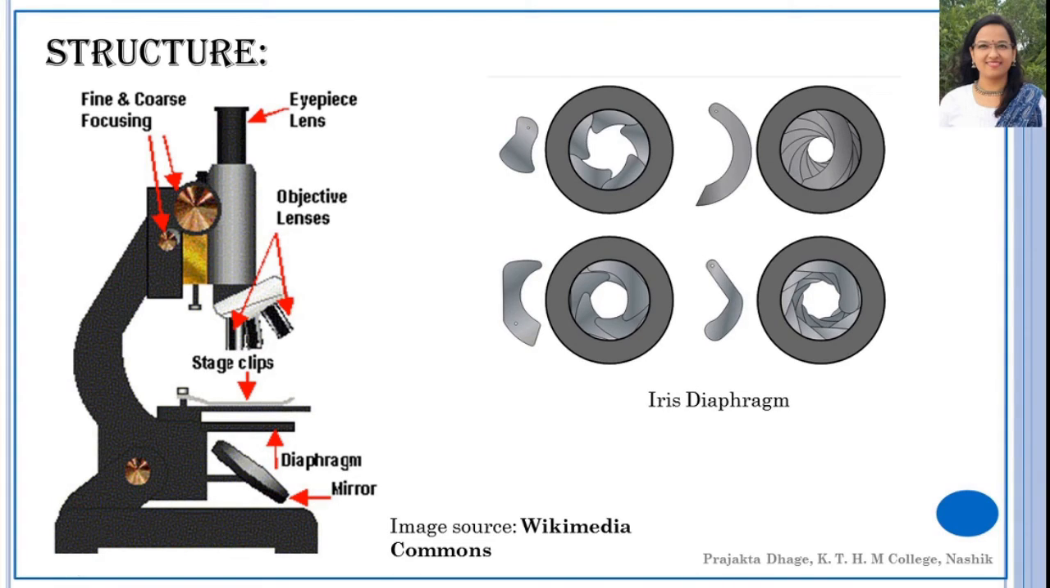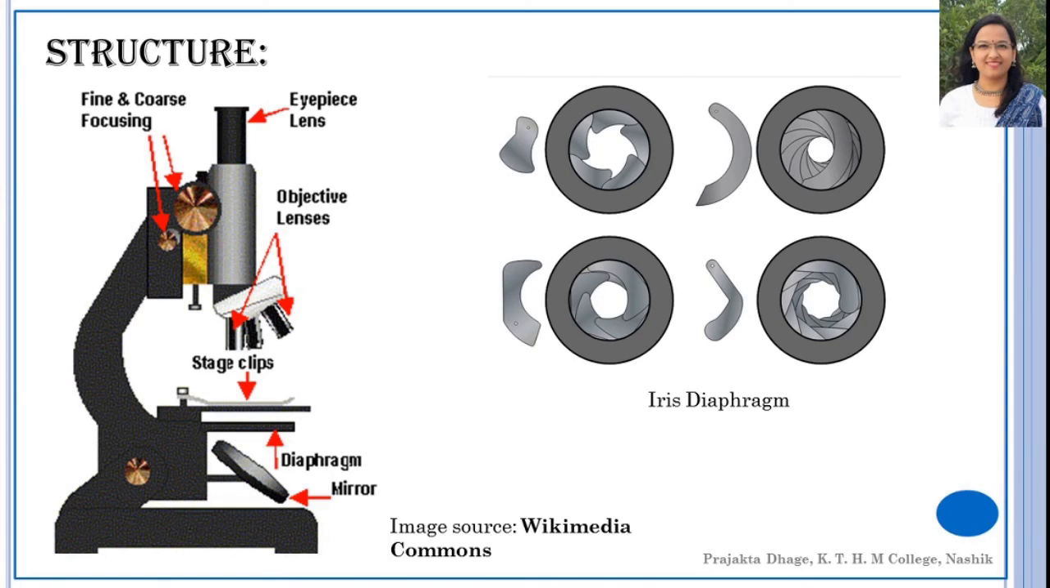So the object is first viewed under lower magnification using the coarse adjustment, and then under higher magnification by rotating the revolving nose piece. While viewing at a higher magnification, one should always use the fine adjustment knob only.